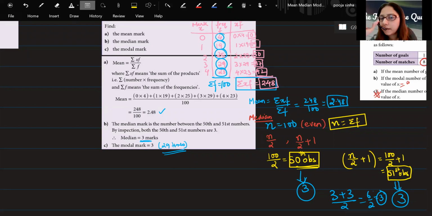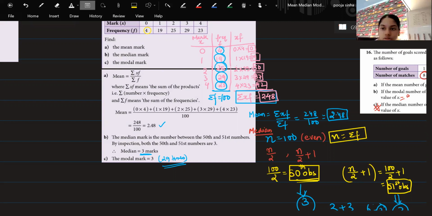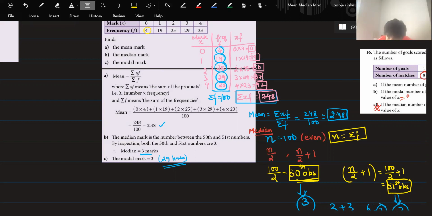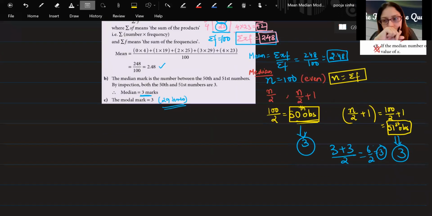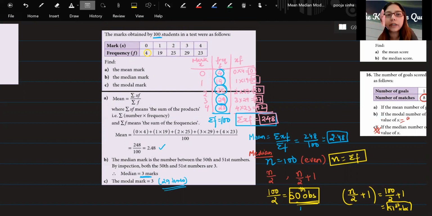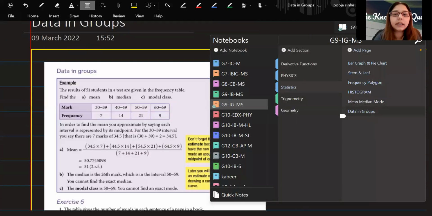And then you figure out when you do n upon 2, what do you get? The observation. You get the observation, and then how do you figure out from the table? Where it fits in and what mark. So you add the previous ones, and then you figure out in which particular place you get that particular value of the observation, right? So basically it is through investigation, correct? Right. Today what we are learning is this, data in groups.